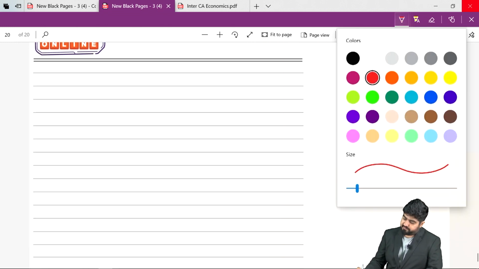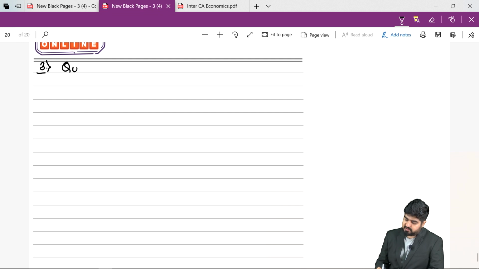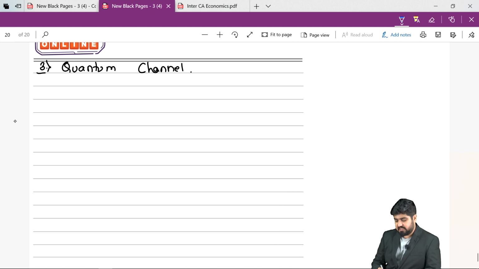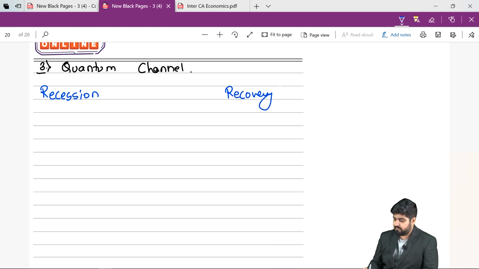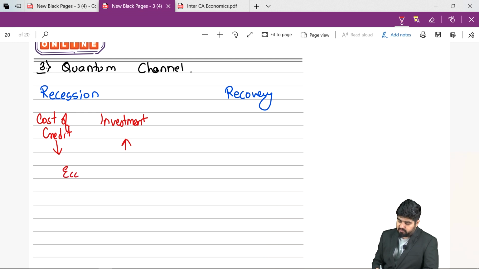Third channel, quantum channel, also known as balance sheet channel, because the effect is the same. Now when I say quantum channel, what will government do at the time of recession and at the time of recovery? So at the time of recession, RBI will reduce the cost of credit so that more and more people can take loans, which will increase the level of investment. It will create a positive impact on balance sheet. That means there will be economic growth.